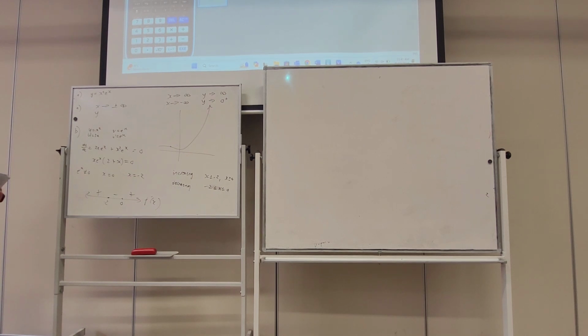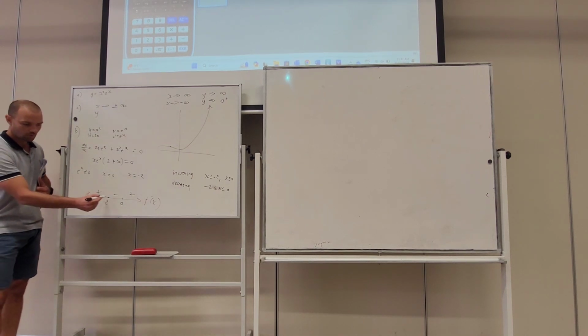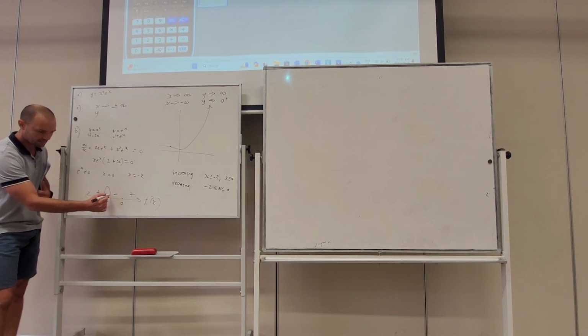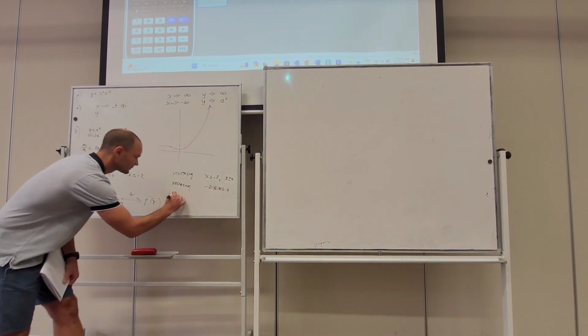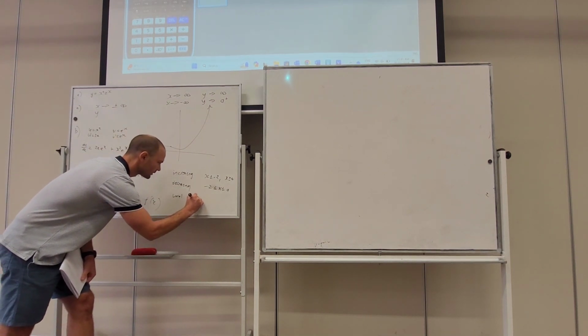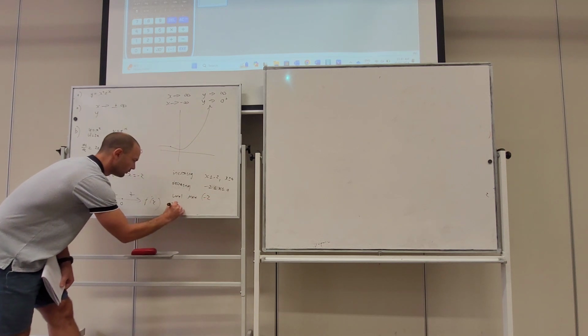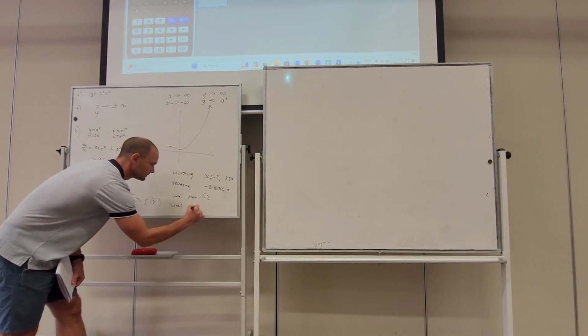Okay. Hence state coordinates of any stationary points. Well, we have a local max here, increasing then decreasing. And a local min at 0.